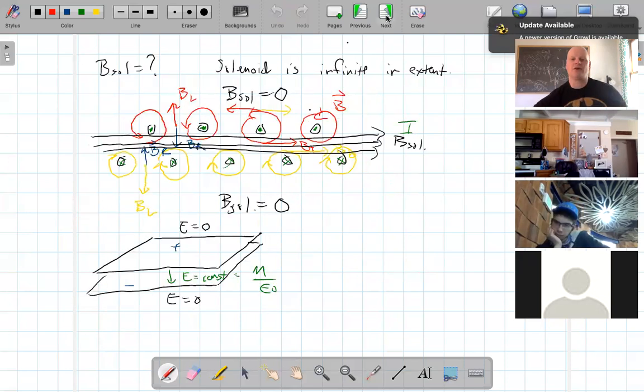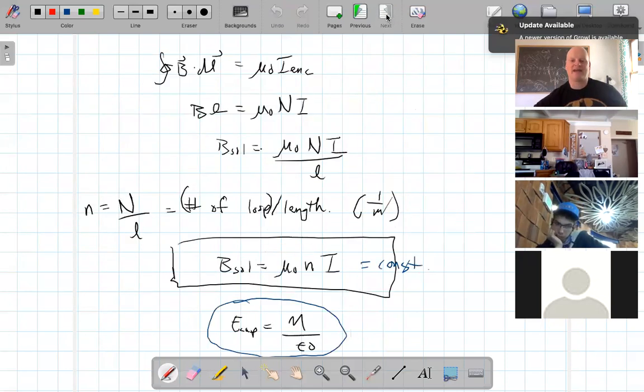So again, for a solenoid, our solenoid has a constant magnetic field, which is simply equal to mu naught times n times I. And again, this points along the axis of the solenoid.